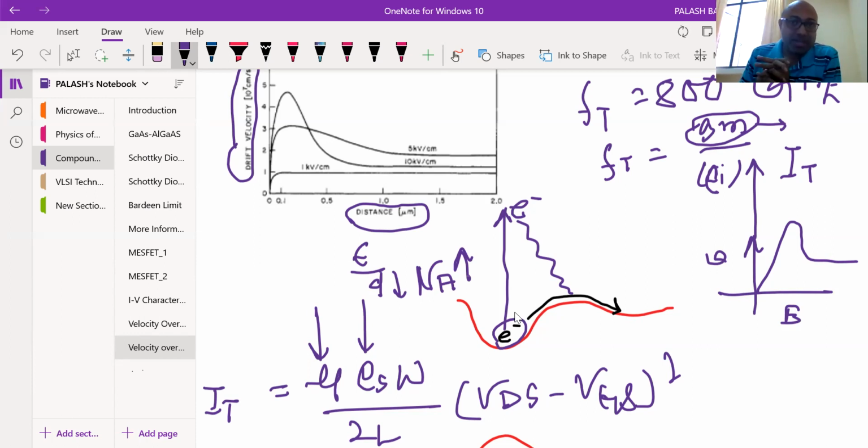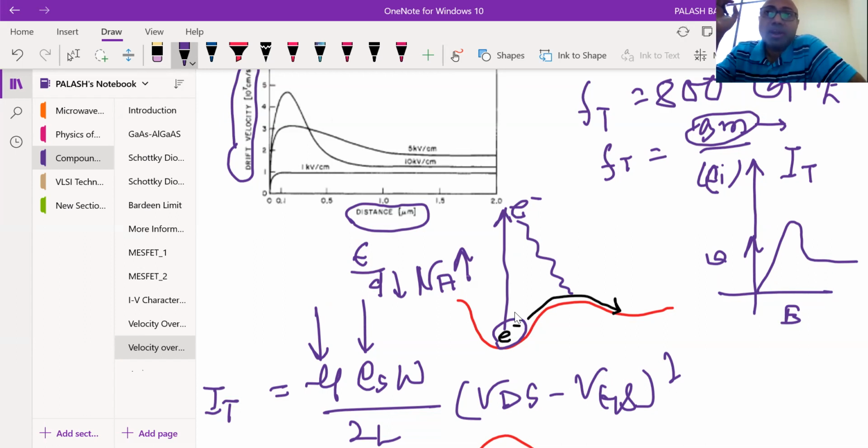And take the challenge, right? So that's what I'm saying. Anyhow, what I'm trying to tell you is, if any user is coming and saying that I want to fabricate an 800 gigahertz cutoff frequency transistor or a modulator, you have to be very careful about it, okay?